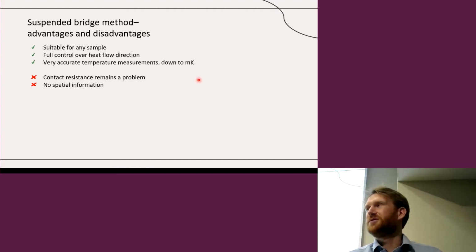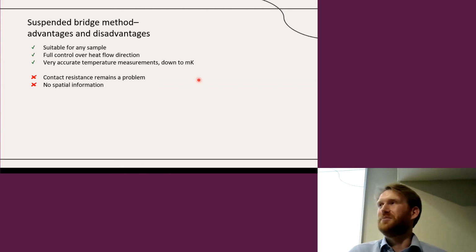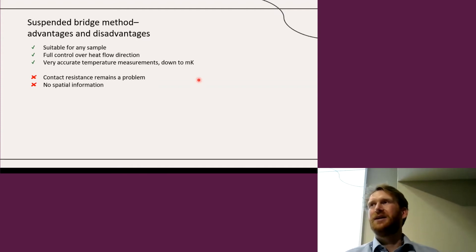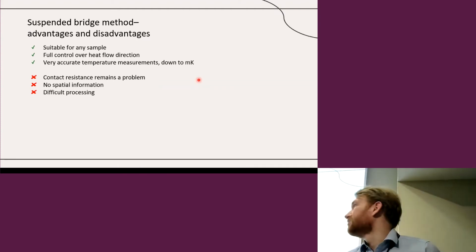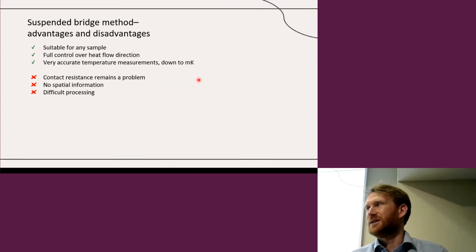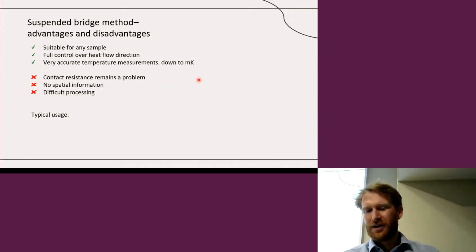You have no spatial information on what is going on. So if you have inhomogeneous samples, you can measure them using this, but still you will get the overall effect of the system, whereas you might be interested in what is taking place in each part of your inhomogeneous sample. And the processing is probably among the most difficult for any of the techniques I am describing here.